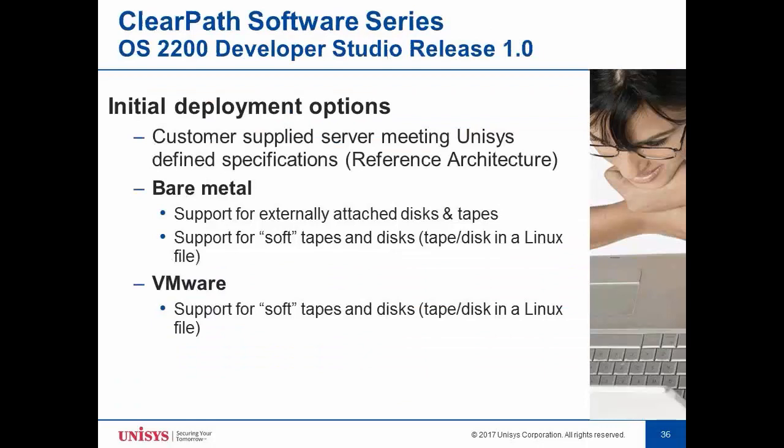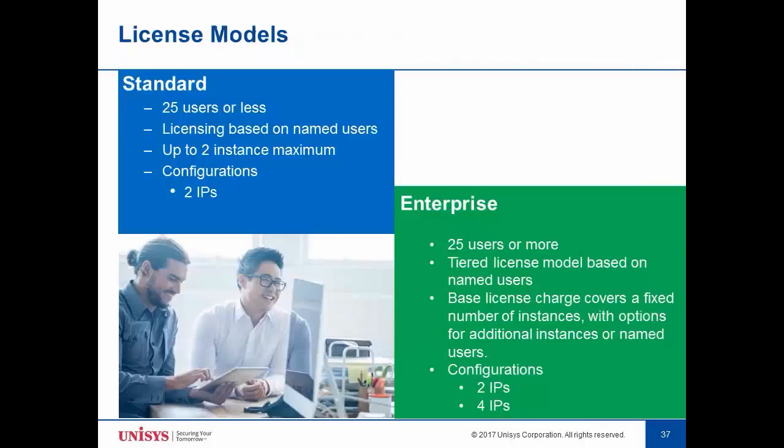So now let's talk about the initial deployment options. As I mentioned, we do support bare metal and VMware options, and more deployment options will be coming in the future. Both VMware and bare metal are available on hardware that can be sourced from either Unisys or third-party vendors, and there's also support for soft tape. We also provide a soft tape manager that I'll get into shortly.